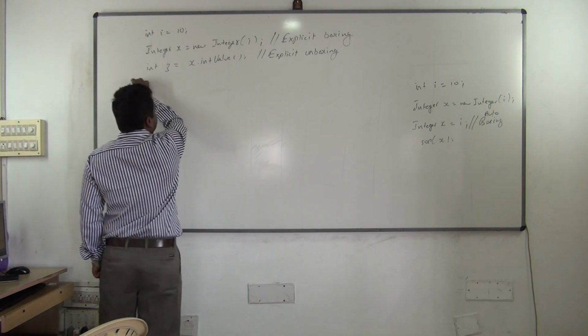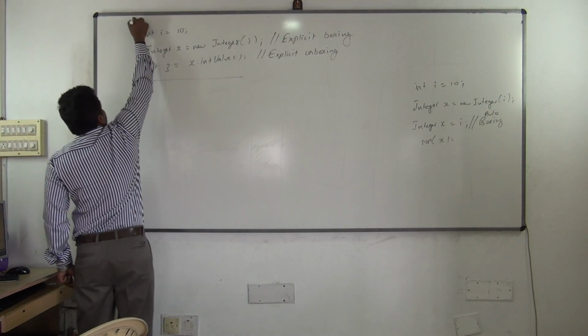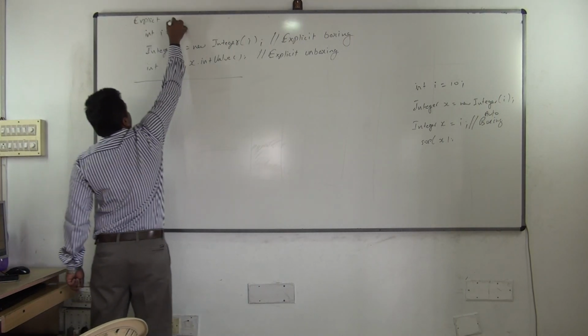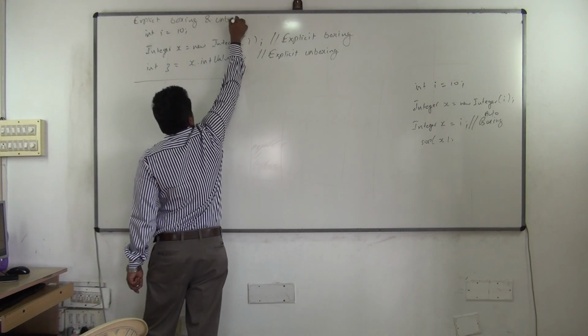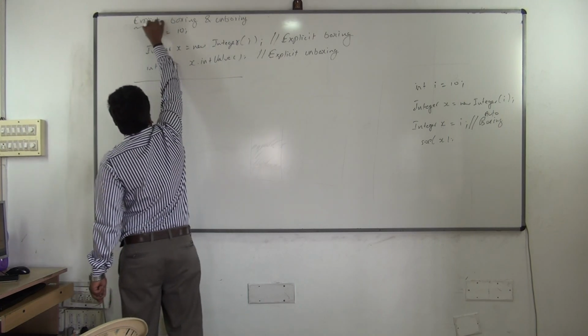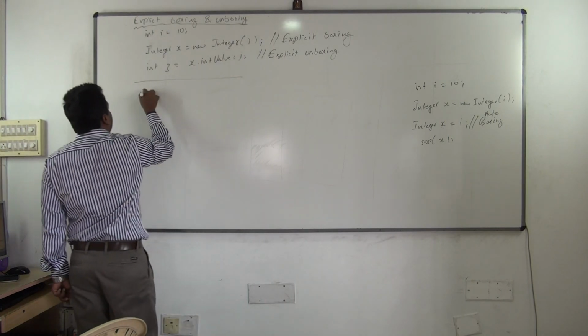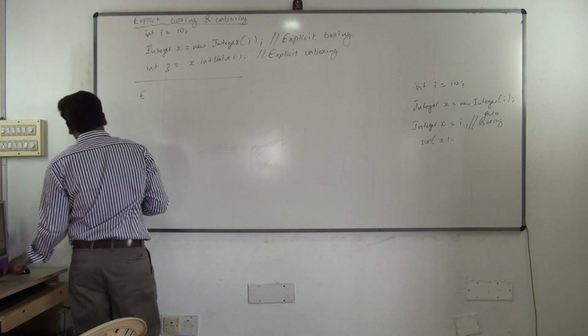So for that reason, let's see now an example for explicit boxing and unboxing. One more: implicit boxing and unboxing. This is very simple.